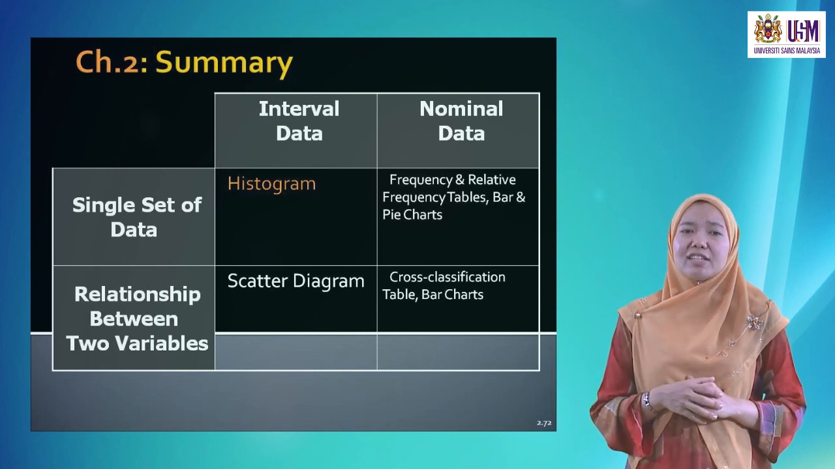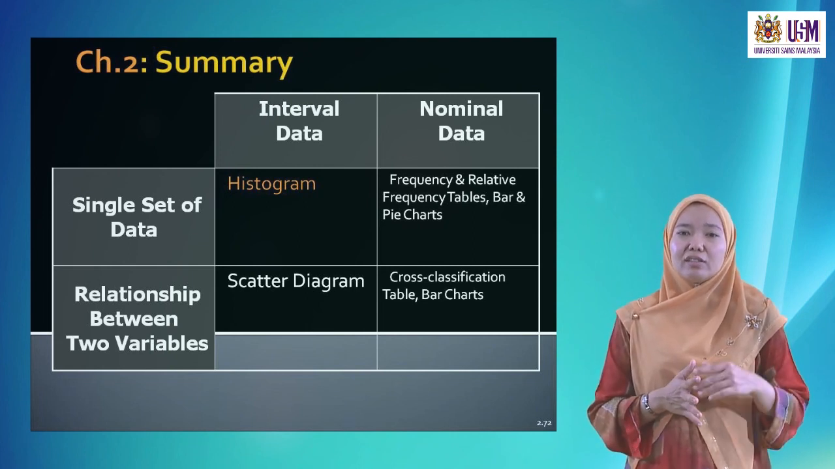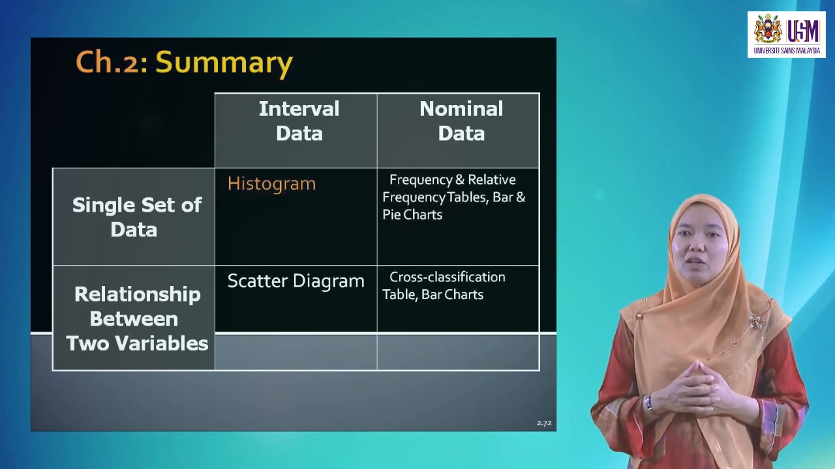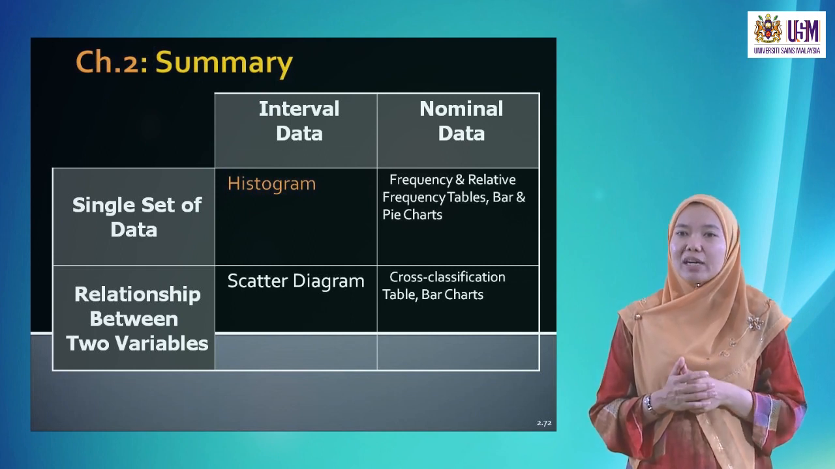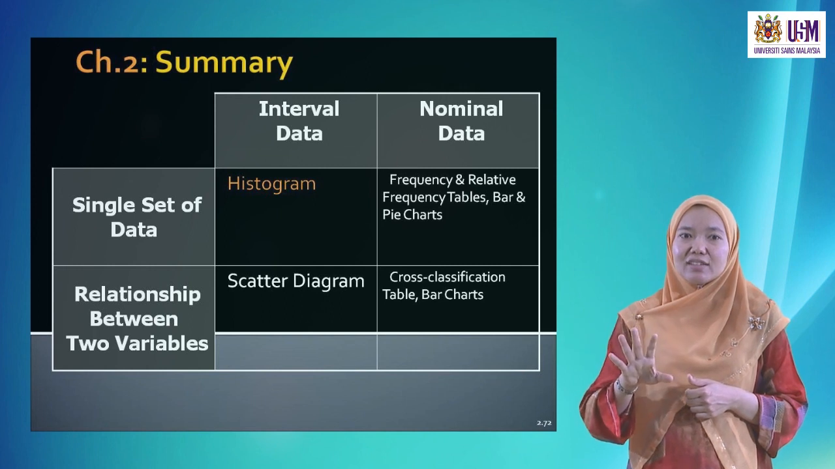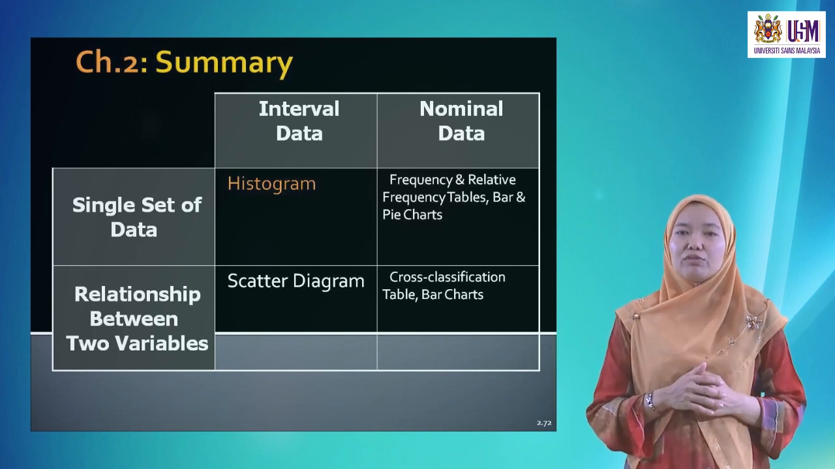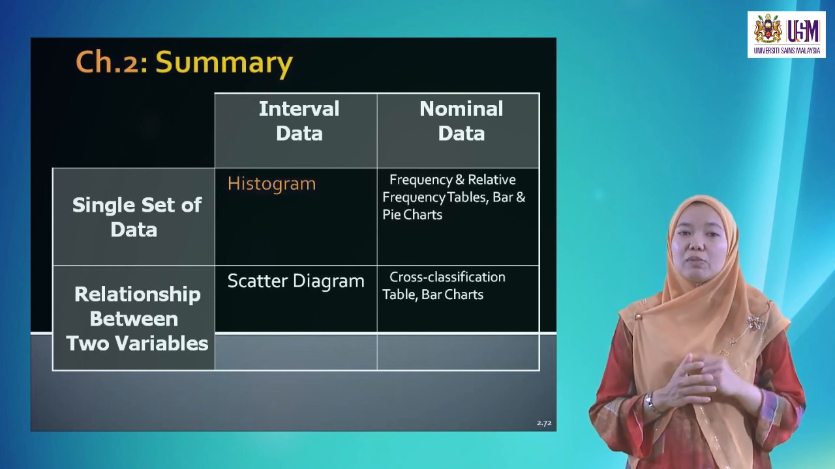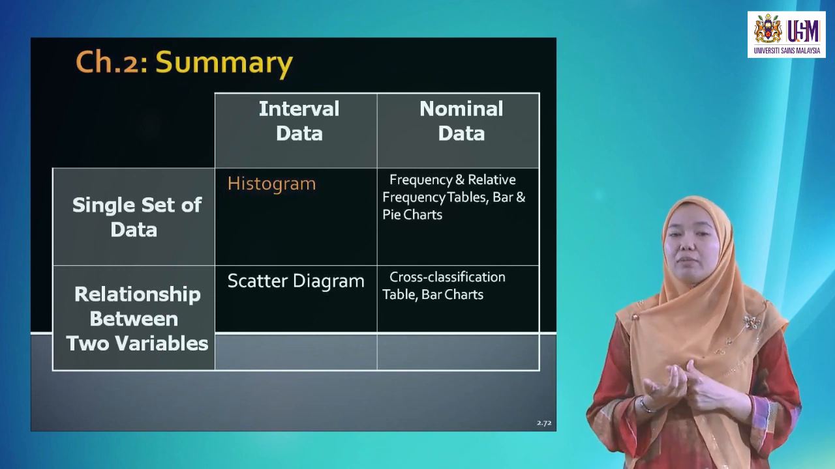If you look at nominal data and interval data, both are for a single set of data. So just now, relative frequency tables, bar and pie charts are under nominal data for a single set. Histogram is for interval data. While if you are discussing the relationship between two variables, that means you have two variables of interest.